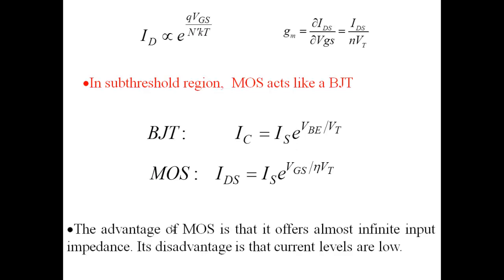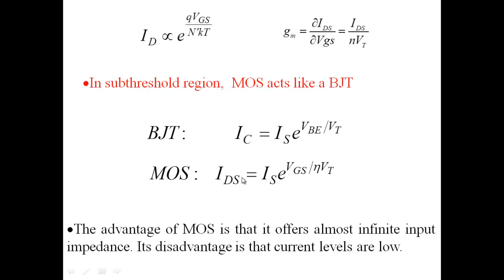The advantage of MOS, of course, is that we have very little gate current, and therefore very high input impedance. When you look at it from the input side, you see an insulator. In contrast, in a bipolar, there's significant base current, so we had all that R pi and the resistances there. The disadvantage is that in a BJT, you get much higher current levels as compared to the MOS.